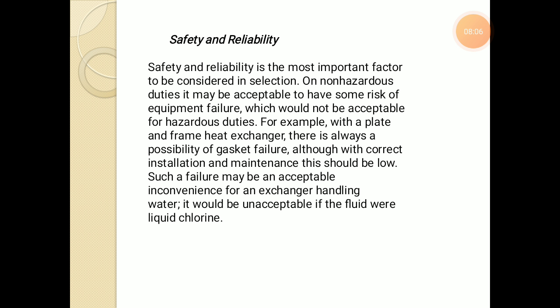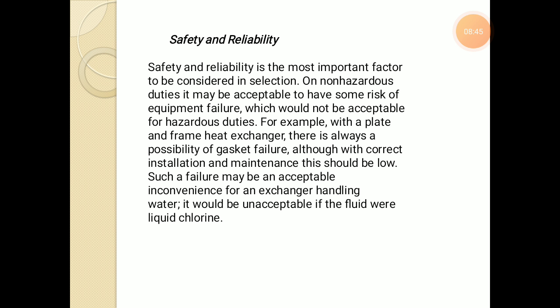Next important factor, which is related to safety and reliability. Safety and reliability is the most important factor to be considered while selecting any heat exchanger. On non-hazardous duties, it may be acceptable to have some risk of equipment failure which would not be acceptable for hazardous duty. For example, with a plate and frame heat exchanger, there is always a possibility of gasket failure, although with correct installation and maintenance this should be low.